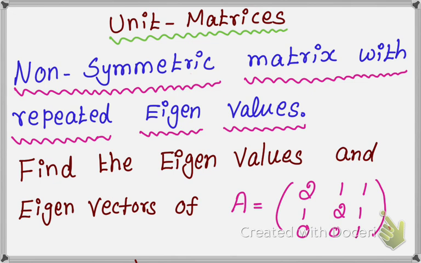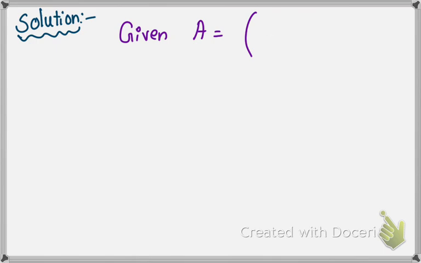First, you have to check whether the given matrix is symmetric or non-symmetric. So, solution. Given A is equal to the given matrix: 2 1 1, 1 2 1, 0 0 1. Now we have to check whether this is symmetric or non-symmetric. It is useful while you are solving repeated eigenvalues; other times we are not using it. If your eigenvalues are repeated, that time we can use it. Depending on whether it is symmetric or non-symmetric, we can find the eigenvectors.